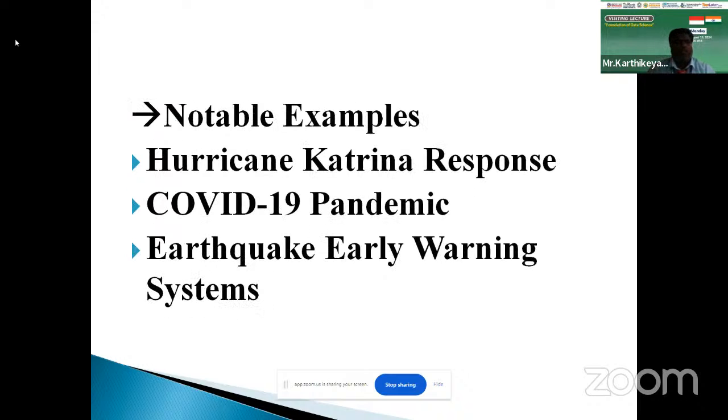There are notable examples: the Hurricane Katrina response, the COVID-19 pandemic, and earthquake early warning systems. In the COVID-19 pandemic, distributed computing was used for contact tracing, analyzing the infection spread, and managing healthcare resources. Platforms like the COVID-19 dashboard provided real-time data and projections to inform public health responses.